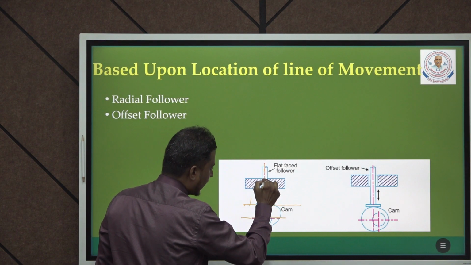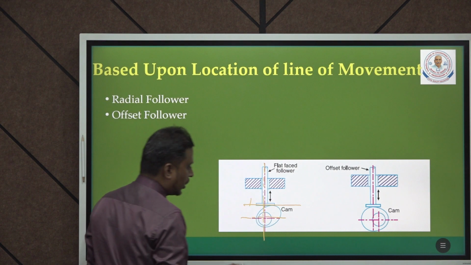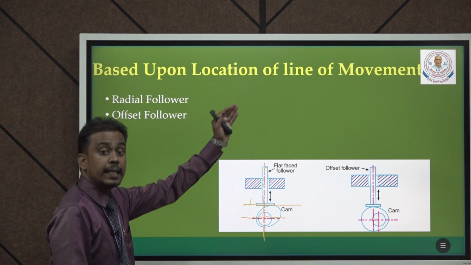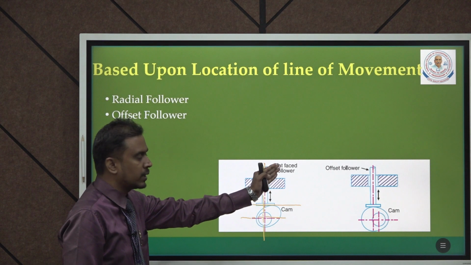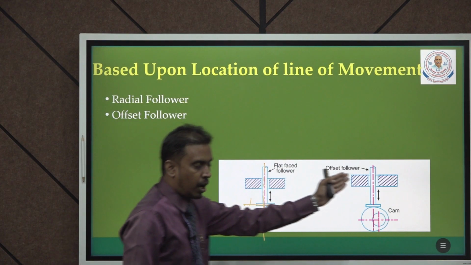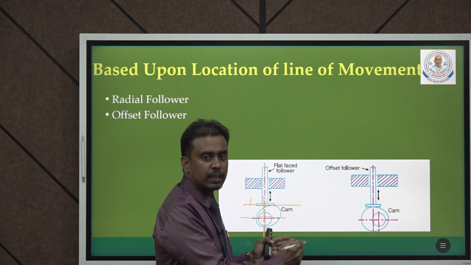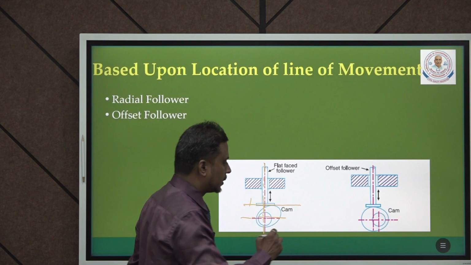The follower has its axis here. Both lie in the same line, so this type is known as radial. In case of the offset follower, the two axes are separated by a certain distance. That distance is known as offset.